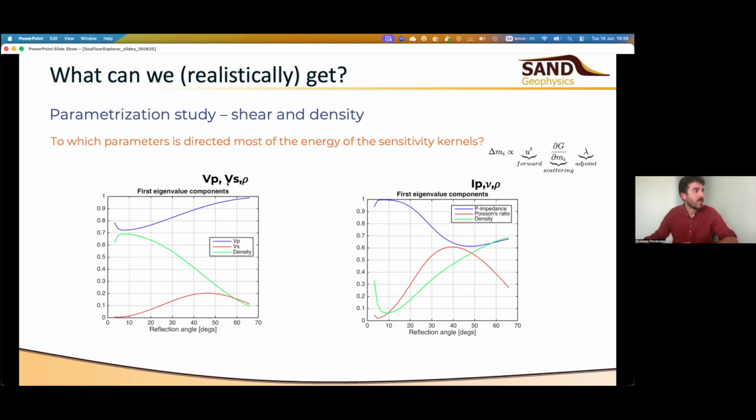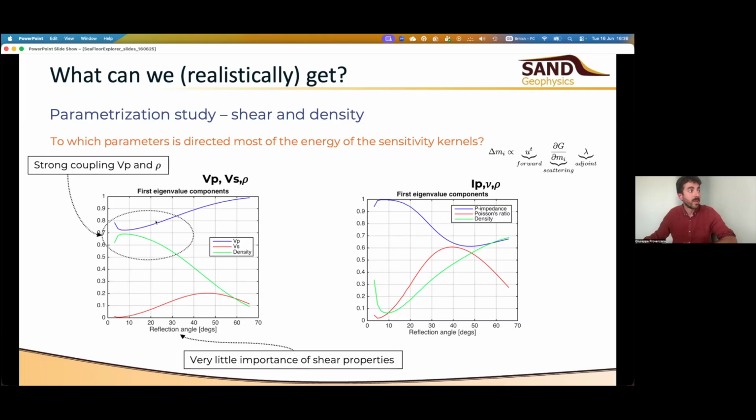For example, in this VP, VS, density parameterization, because in a narrow reflection angle range both density and VP have a strong contribution, they have a strong coupling. This is typically seen when you do short offset FWI. You cannot tell VP from rho, and you get impedance instead. At the same time, shear properties are almost not important at all.